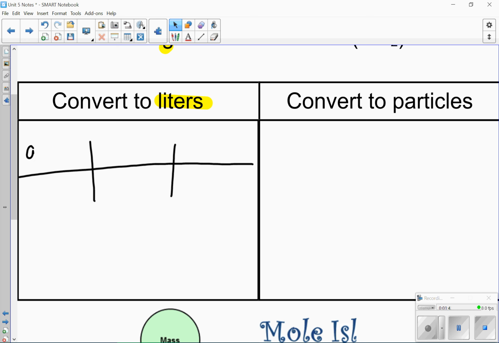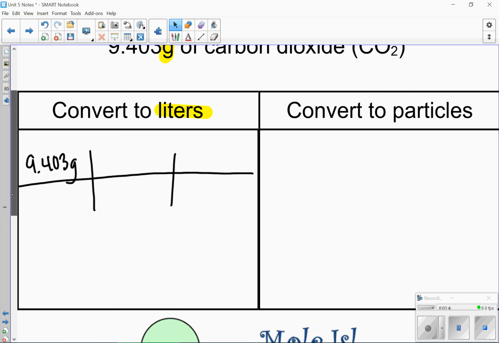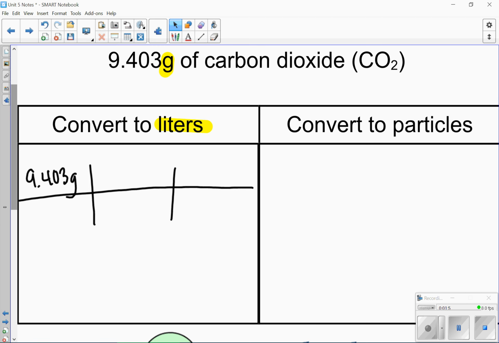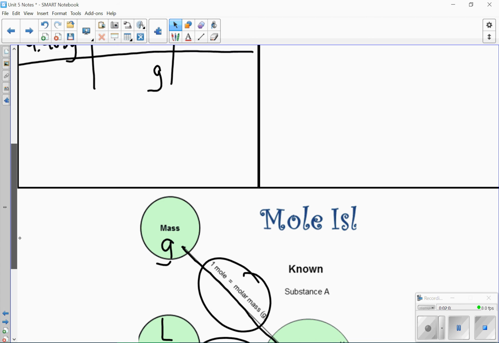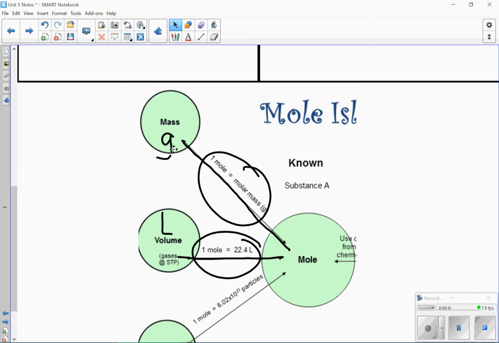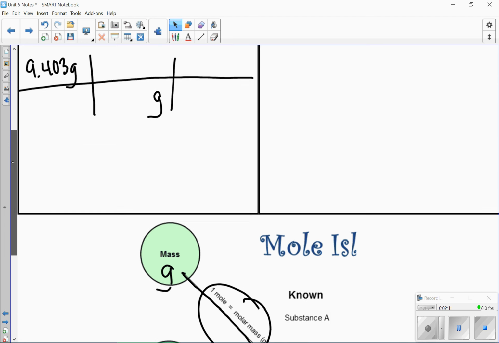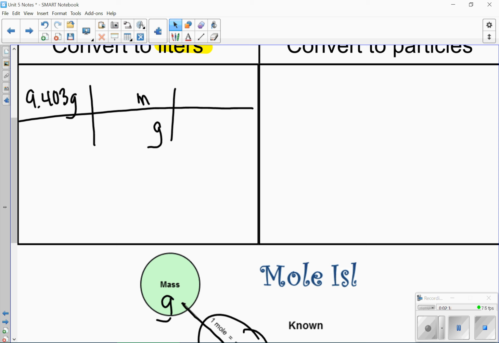Like you know to always start with what you're given, the 9.403 grams. And then the only thing I want you to worry about is units. Please don't write numbers because then sometimes we put things in the wrong place. So if I look at my units, you automatically know whatever is up has to go down, right? That's a given. Now, if I peek back at that Mole Island, if I'm on Mass Island right here, the only place that I can go, the only line that connects it is to the Mole Island next, right? Mass is only connected to moles. That mole is the next unit that I'm going to put in my fence right here.